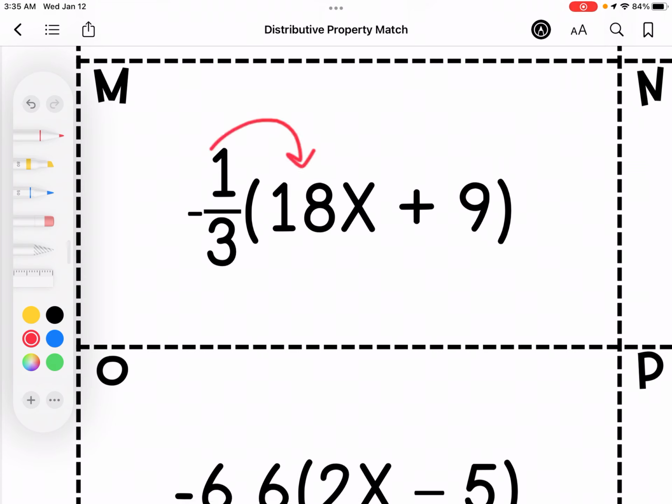So 18 divided by 3 is 6, and it's going to be negative because a negative times a positive is a negative, x. And 9 divided by 3 is 3, but a negative times positive is a negative.